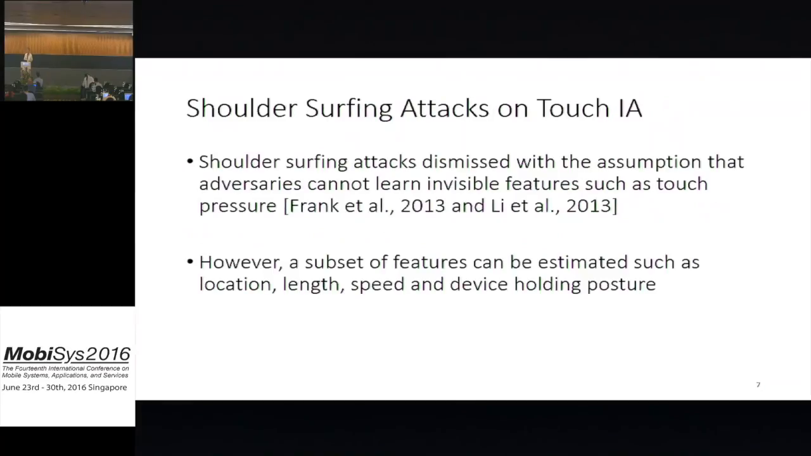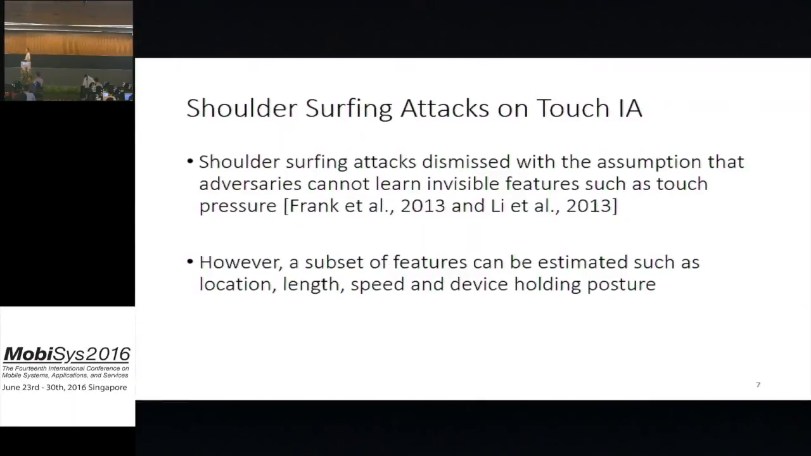And there are very simple attacks that were not evaluated, for example, shoulder surfing attacks. As it turns out, there are 2 papers, and only 2 papers, that do mention these shoulder surfing attacks, but they say it's not a big issue because they're invisible features. So yes, you can shoulder surf somebody, but there are invisible features you can't learn from shoulder surfing, like, for example, touch pressure.